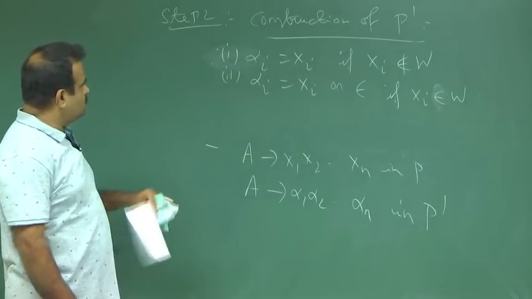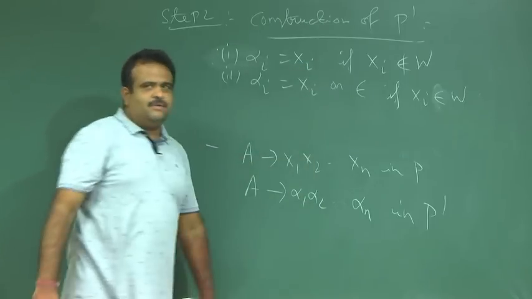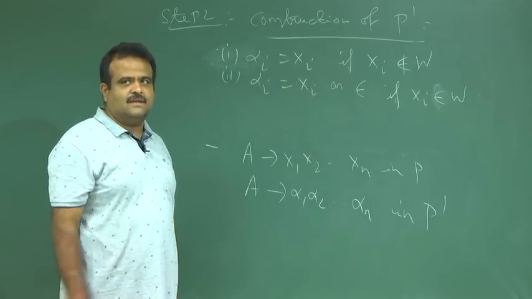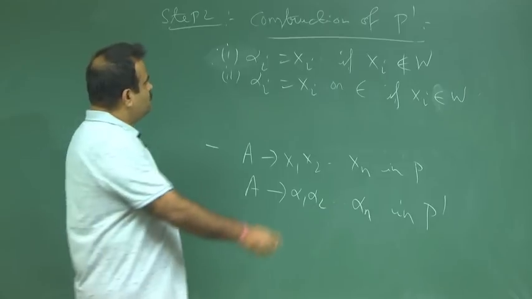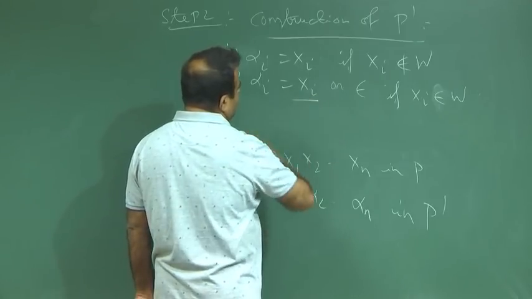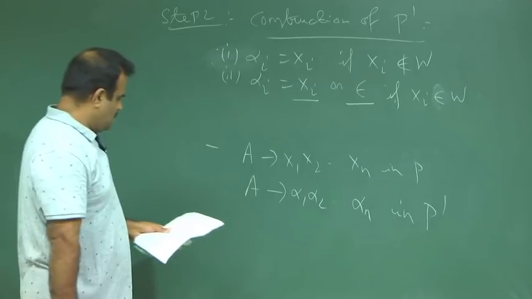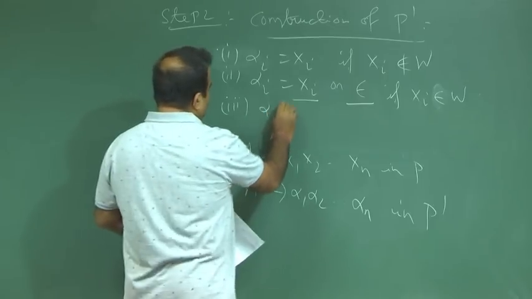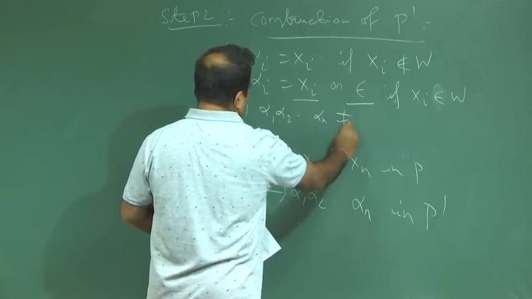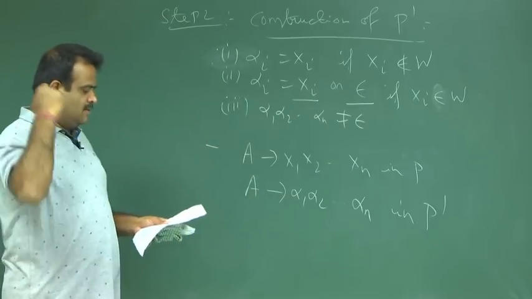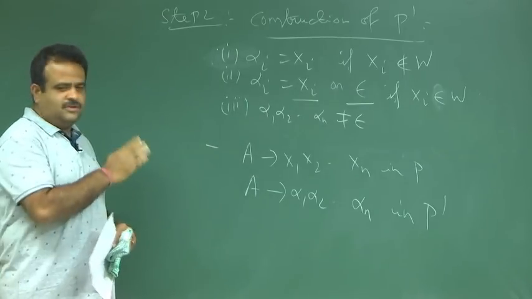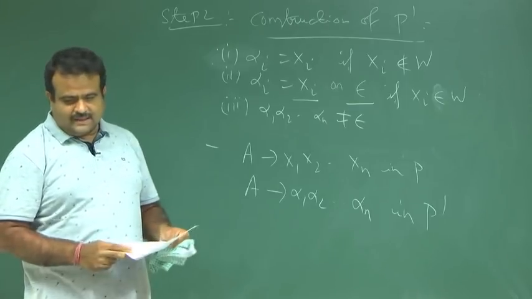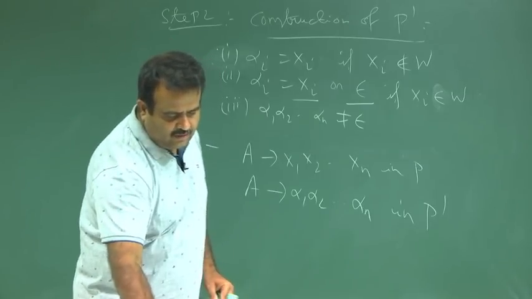We will take an example. If x i does not belong to W, that is, x i is not a nullable variable, then we keep x i as it is. Now, if x i is a nullable variable, then we have two options: we keep x i, and we erase x i. And not all alphas are epsilon. So, this is the rule we will follow to construct P prime. We will take an example, then it will be more clear.